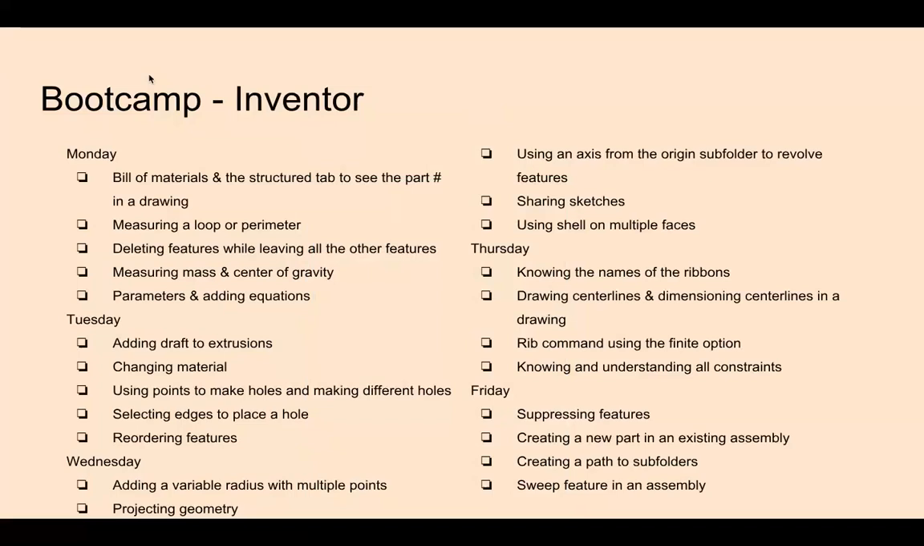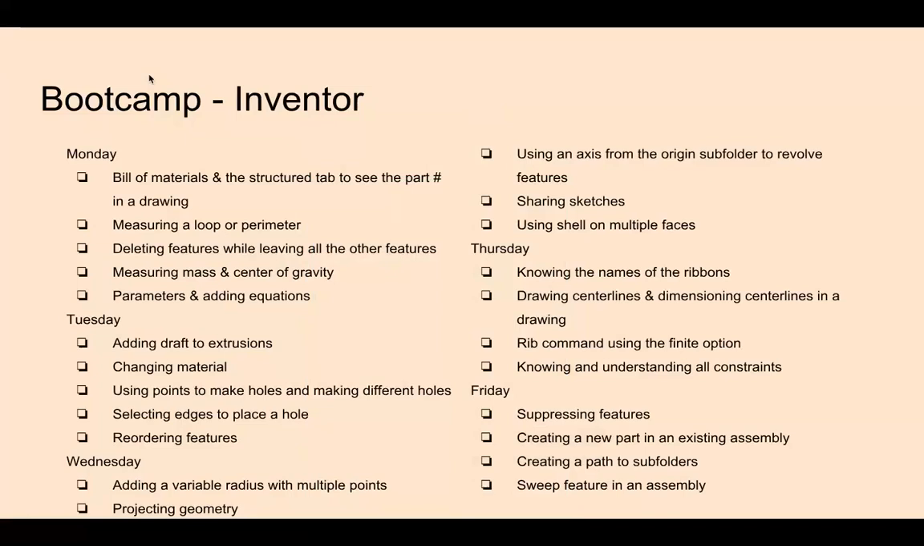Then Tuesday, add a draft, both positive and negative drafts, and that's a little problematic sometimes during a lecture. We'll need a negative draft if we're going to remove that part vertically, a positive draft if we're going to pull that, or a negative draft if we're going to remove that part at 90 degrees, or a positive draft if we're going to move that at 270 degrees. Students sometimes bobble that up a little bit. I do too. All right. So changing material, using points to make holes, selecting edges, and then reordering features.